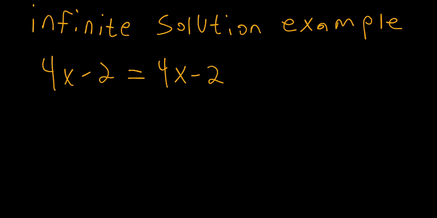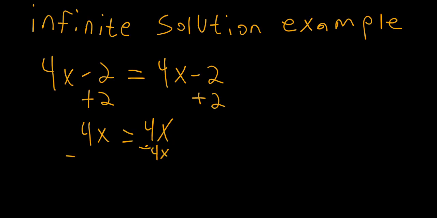So much like our previous example, there's a rule there. So let's manipulate this equation and then look at the rule. Let's add 2 to both sides. We get 4x equals 4x. And let's go ahead and subtract 4x from both sides. That's valid, right? We get 0 equals 0. Okay. That checks. That's infinite solutions.